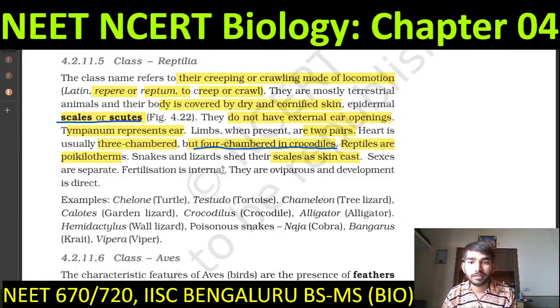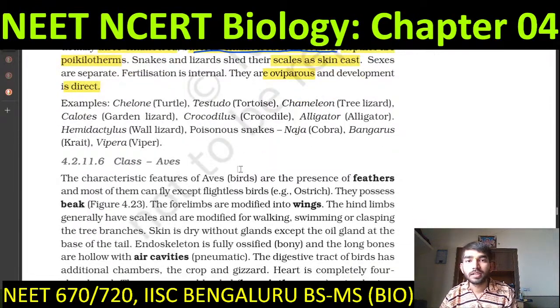Sexes are separate. Fertilization internal. Again, give rise to eggs. So oviparous, and development is direct without any intermediate stage. Directly, the zygote will get converted to the adult form.